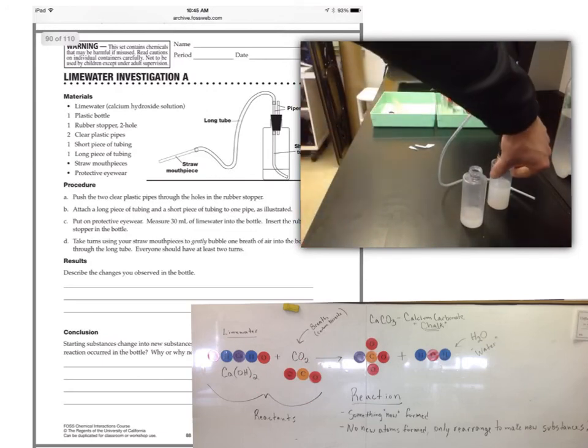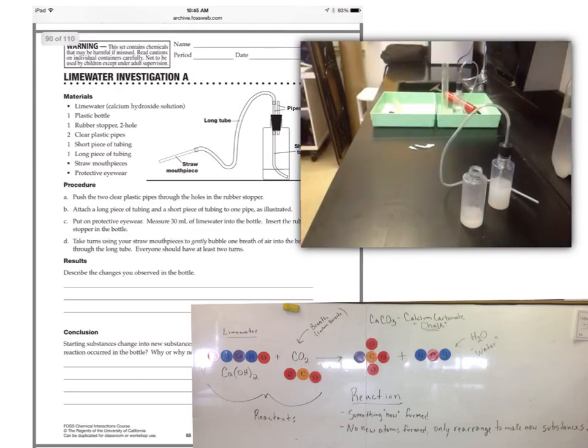Okay, so what happened? Well, we mixed the calcium hydroxide with my breath. This arrow means yielding something new. So what's the new? It's the CaCO3, and that's calcium carbonate, and that's chalk. And it also yielded water, H2O, two H's and an oxygen.